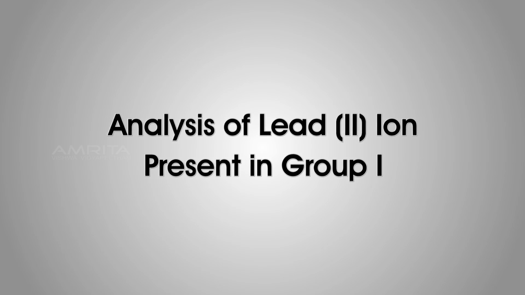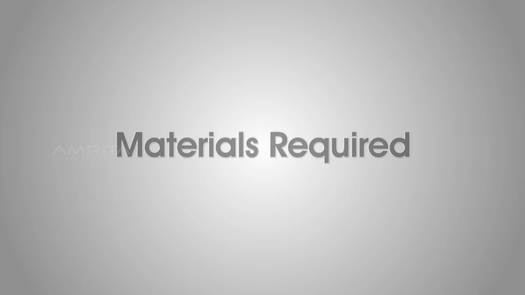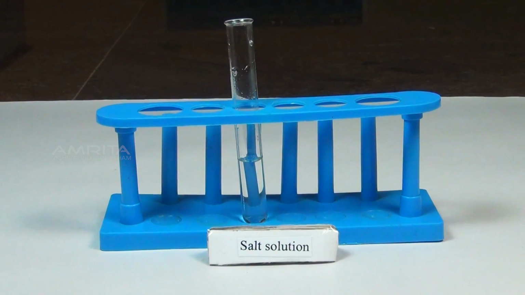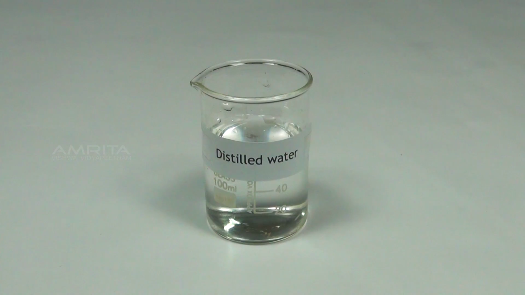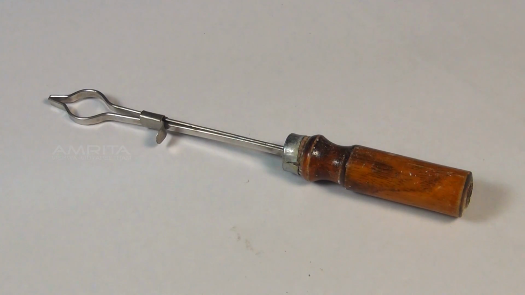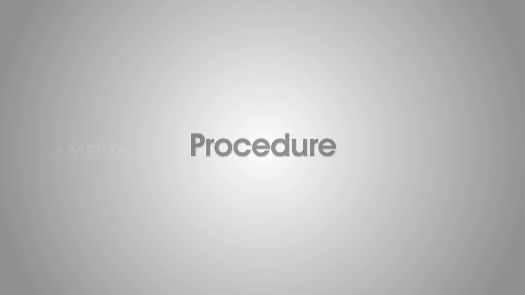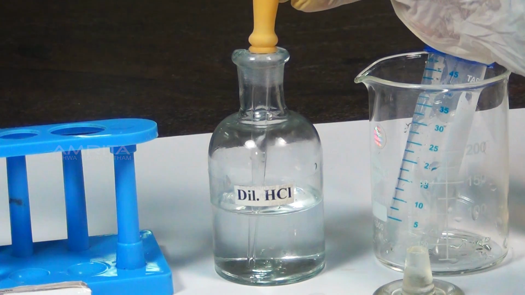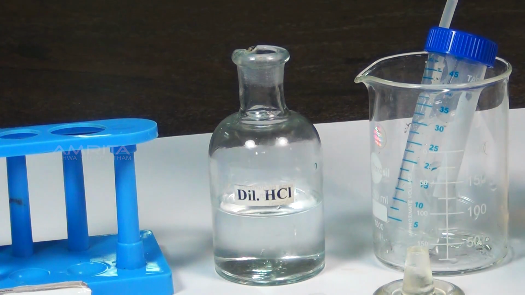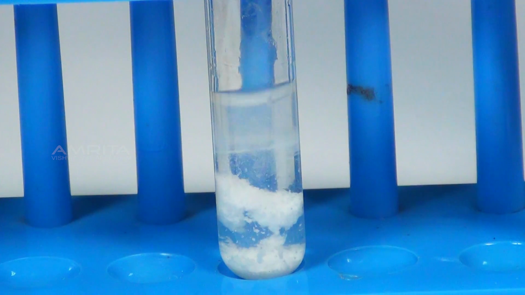Next, we look at the analysis of lead-2 ion present in Group 1. Materials required: salt solution in a test tube, dilute hydrochloric acid, distilled water, test tube holder, dropper, and Bunsen burner. Procedure: take a small quantity of dilute hydrochloric acid using a dropper. Add it into the test tube containing a small volume of salt solution.